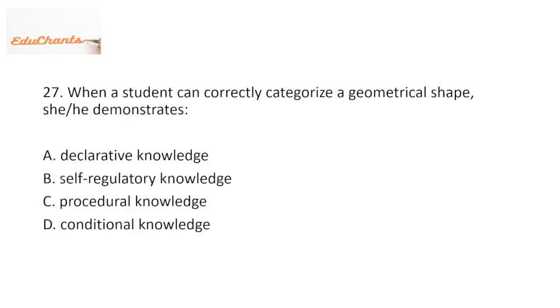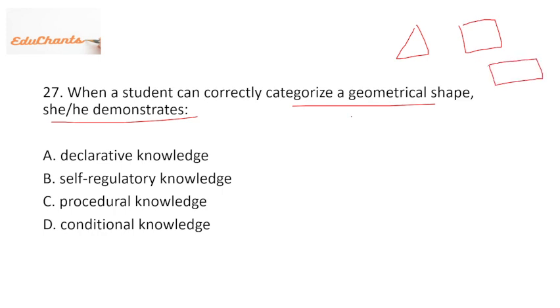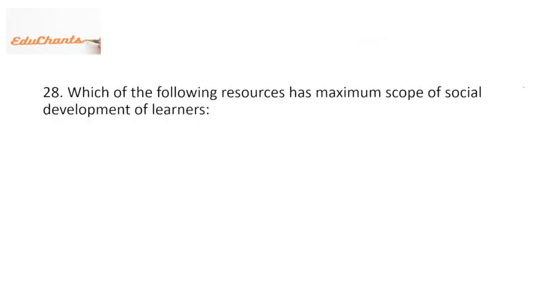Next. When a student can correctly categorize a geometrical shape, he or she demonstrates. If a student can correctly categorize geometrical shapes, yes, it is a triangle, yes, it is a square, it is a rectangle, right? So definitely he or she is having what? He or she is having conditional knowledge, because he or she can identify the pictures, shapes properly.